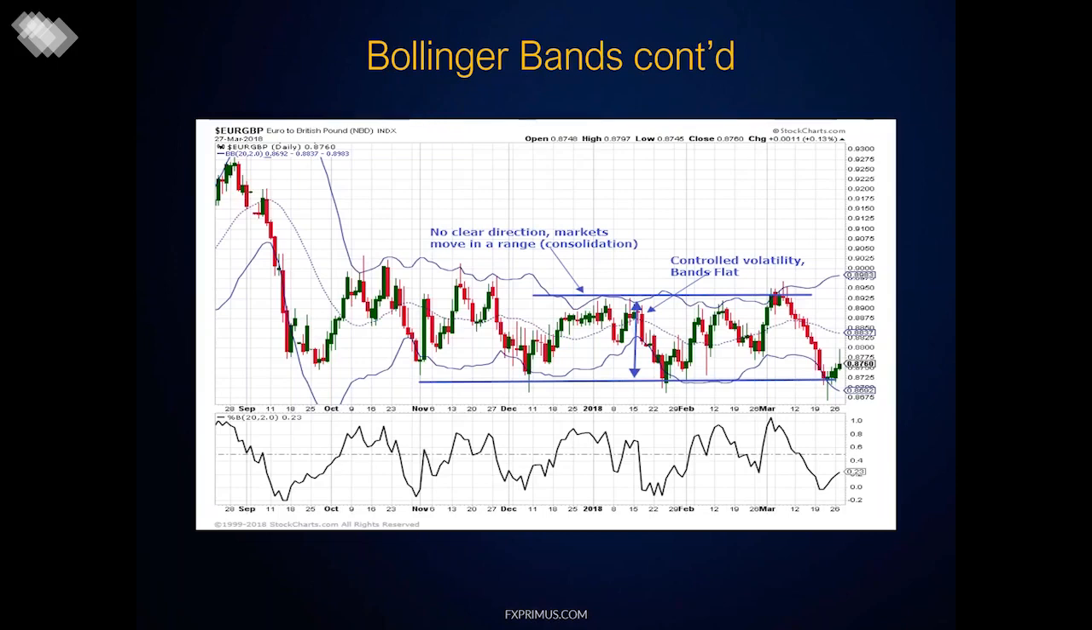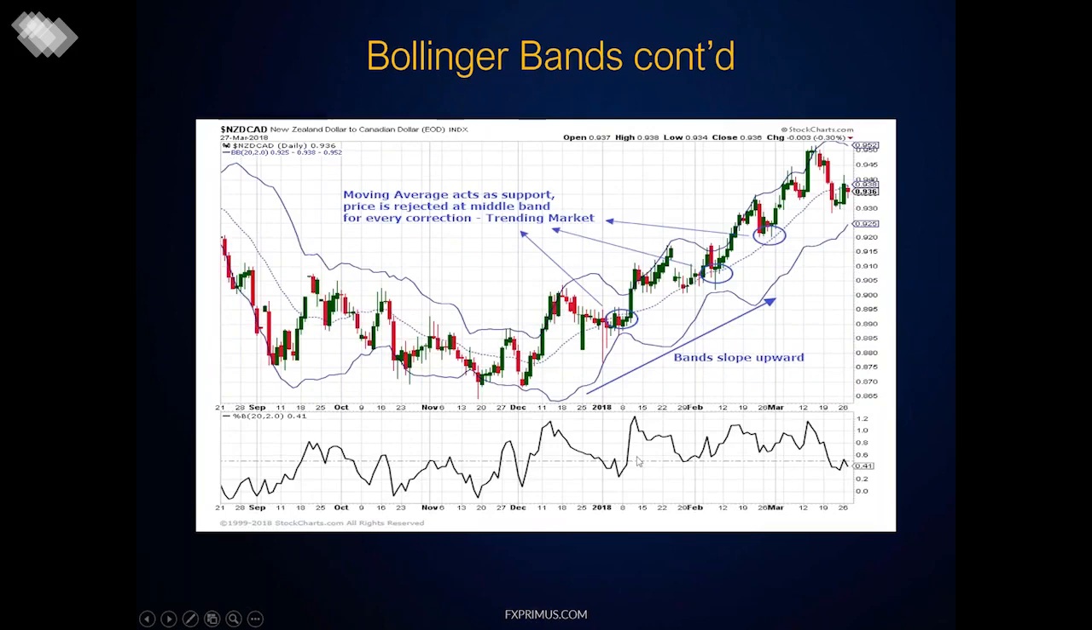Now, this is an example of a ranging market. So we'll see the price moving between those two levels. They're obviously not too accurate, but the Bollinger Bands here, you see, are pretty much flat. Apart from this level, we see a small contraction and then an expansion down to this level again. We see that there is no clear direction. There is no uptrend or downtrend. That is the reason that the bands are flat and the volatility is controlled at this stage.